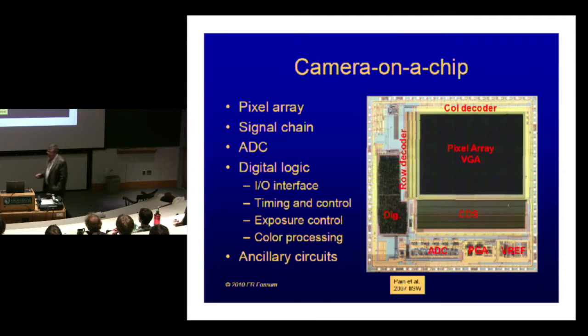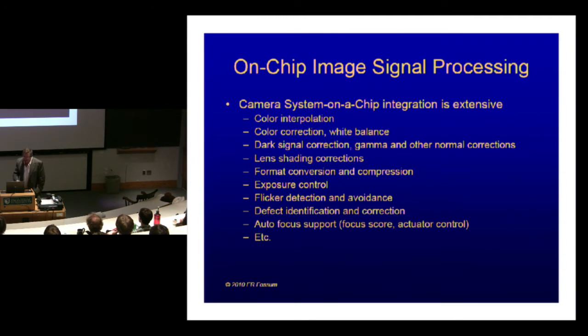Okay, that's what a camera on a chip looks like. In that digital processing block is a lot of image signal processing, which is really quite extensive these days.